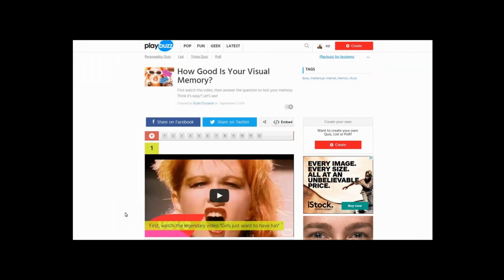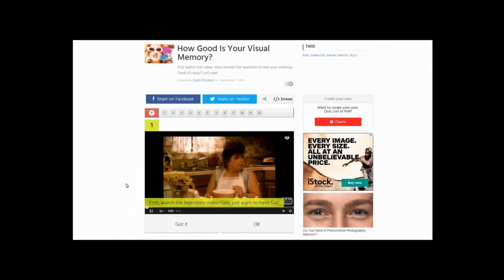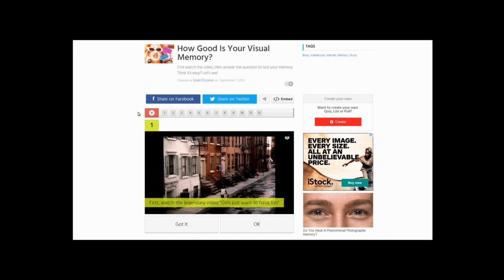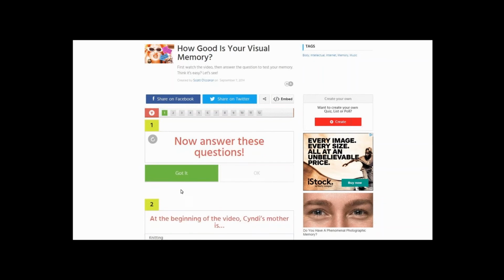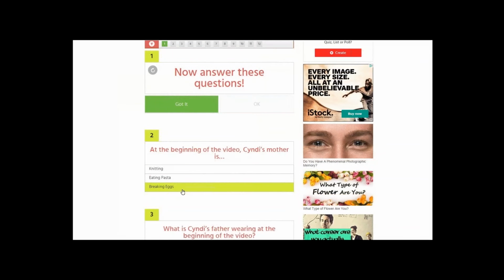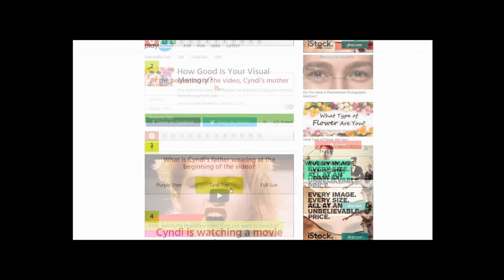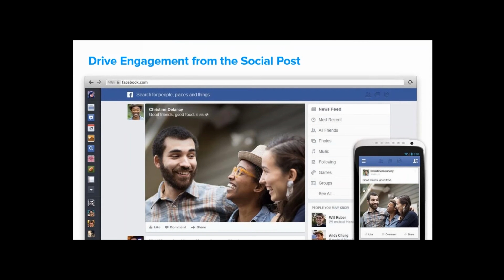Here we have How Good Is Your Visual Memory? The creator gives their audience Cyndi Lauper's famous Girls Just Want to Have Fun music video. The audience is asked to watch the music video and take note of what's happening. So we watch. Once we finished watching, we'll click Got It or OK. And now we're being tested on what we just saw. At the beginning of the video, Cindy's mother is, okay, breaking eggs. Cindy's father was wearing what? Okay, this is a great way to challenge your audience mentally and visually.